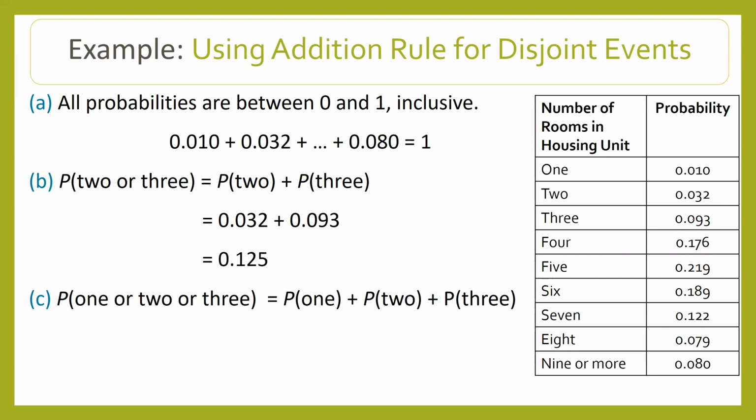The last question here asks what is the probability of 1 or 2 or 3, which is the addition of the probabilities. So again, add 0.010, 0.032, and 0.093. If I add all those together, I am going to get 0.135.